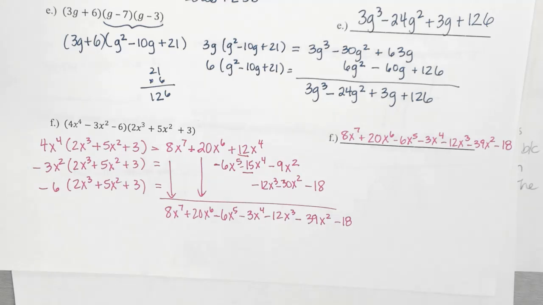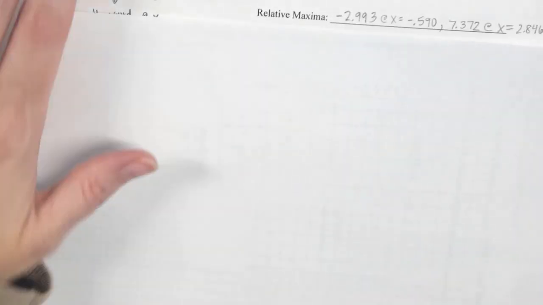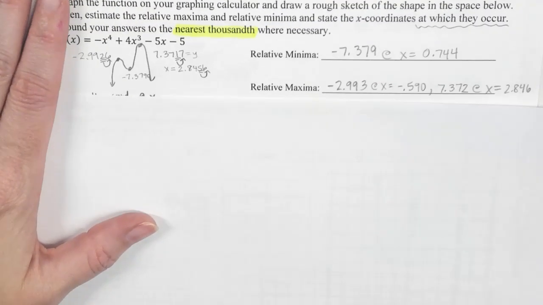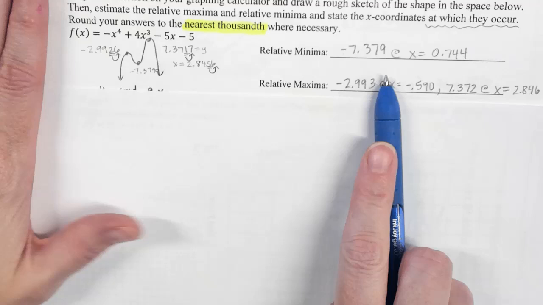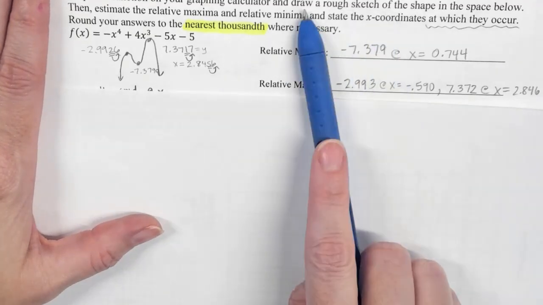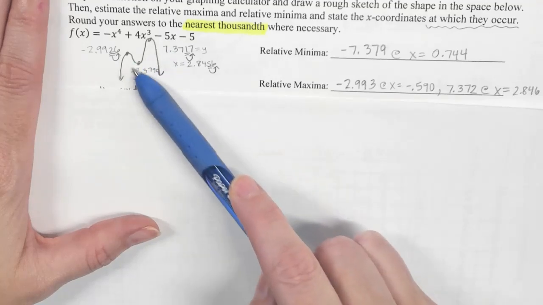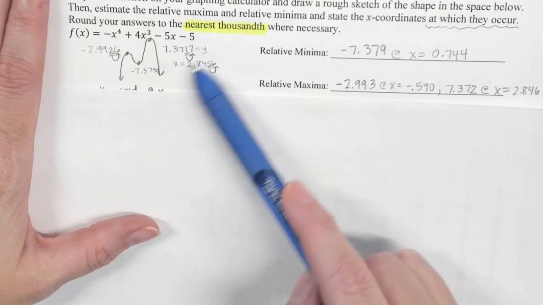Okay, now we're going to go to the calculator section. On your calculator section, the first thing you're going to find is your relative maxima and your relative minima. I noticed some of you did not write this in the proper form. When you're writing this, it says to draw a rough sketch of the image in the space below. So you can just draw a rough sketch. You don't have to put the numbers on there.